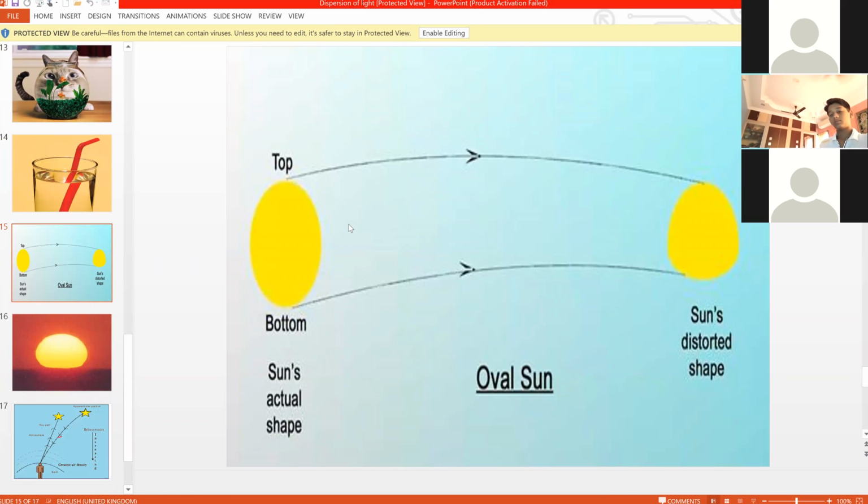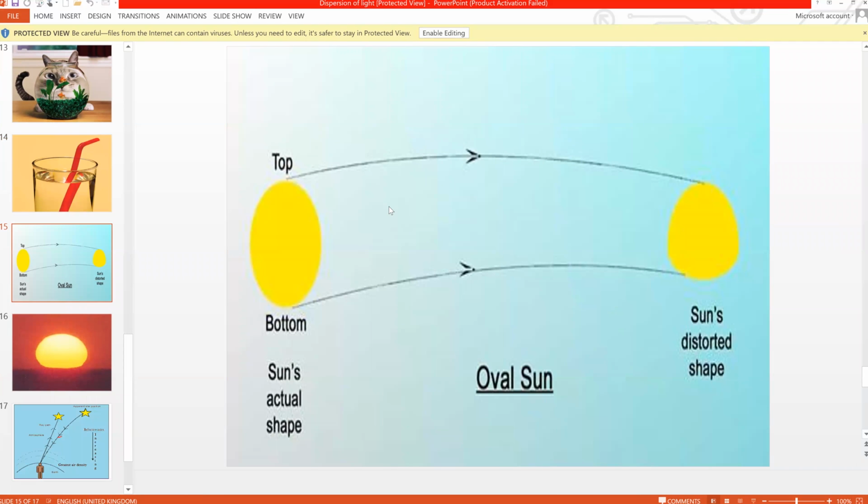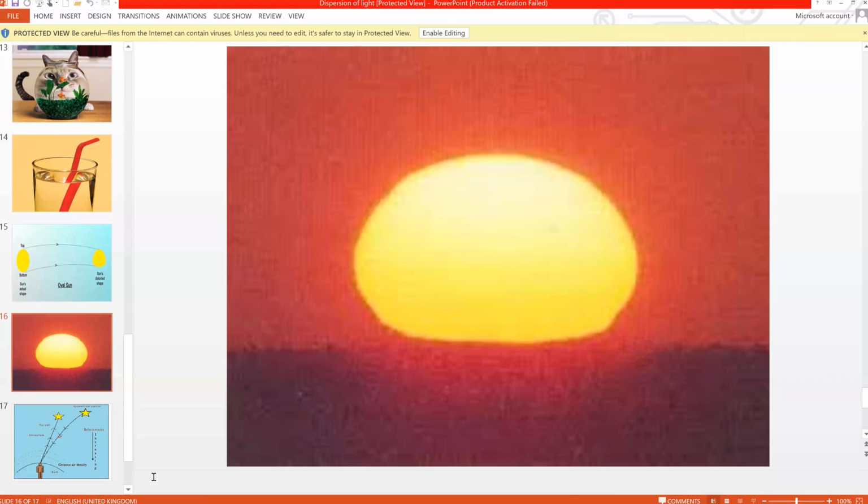What is this picture, children? Did you observe it any time? It's the setting sun. It is also the sun. But what is the difference between the normal sun and this sun? This is oval shaped. It is not exactly round, it looks like a semicircle shape, sunset, ma'am.